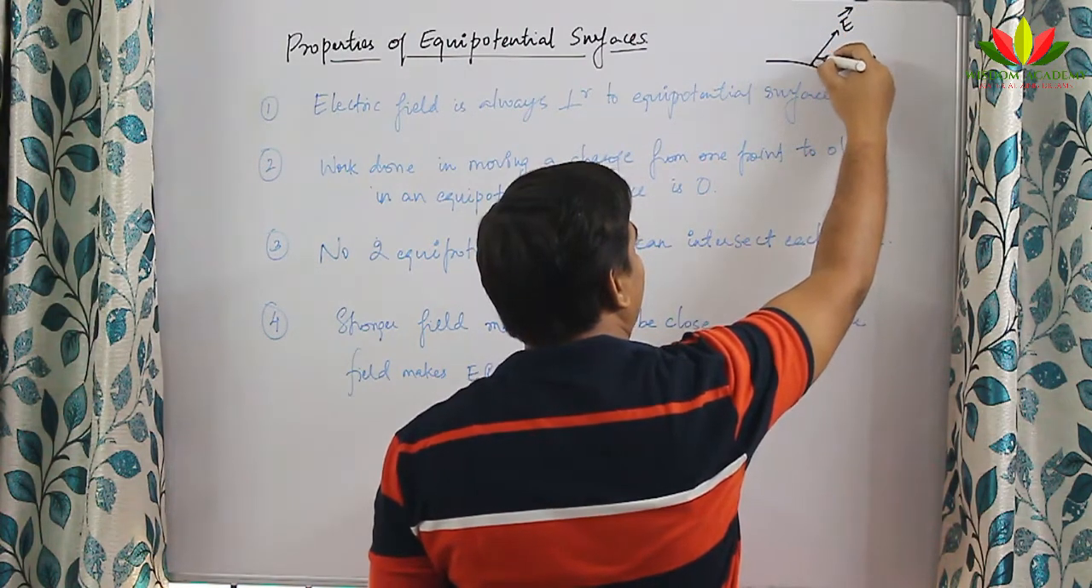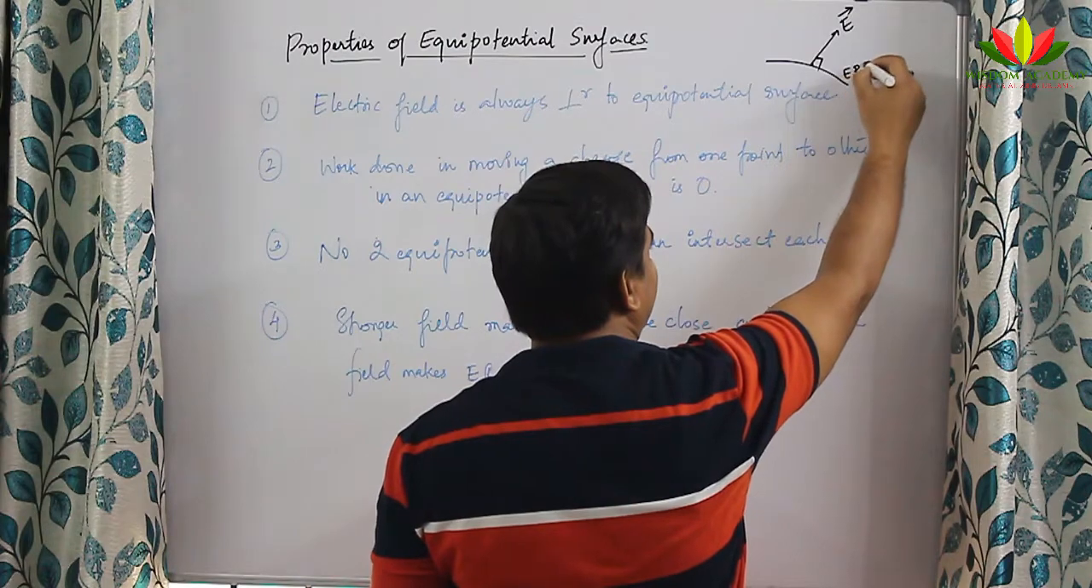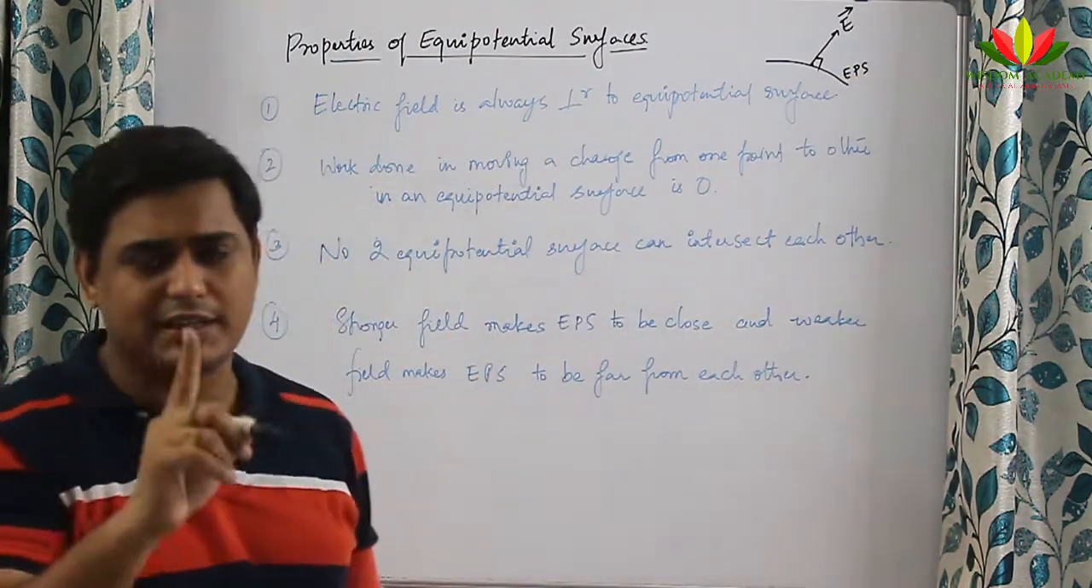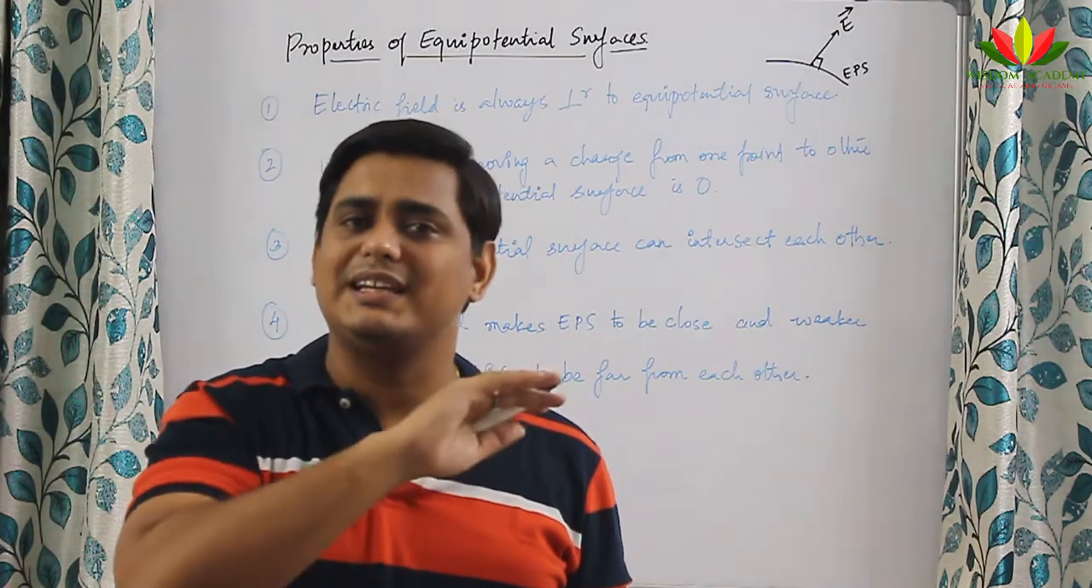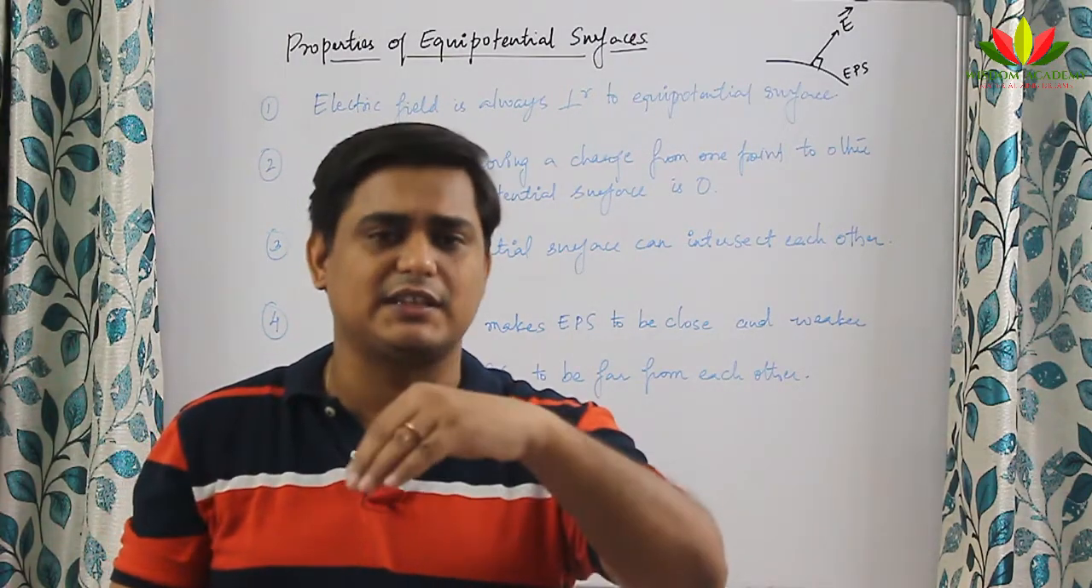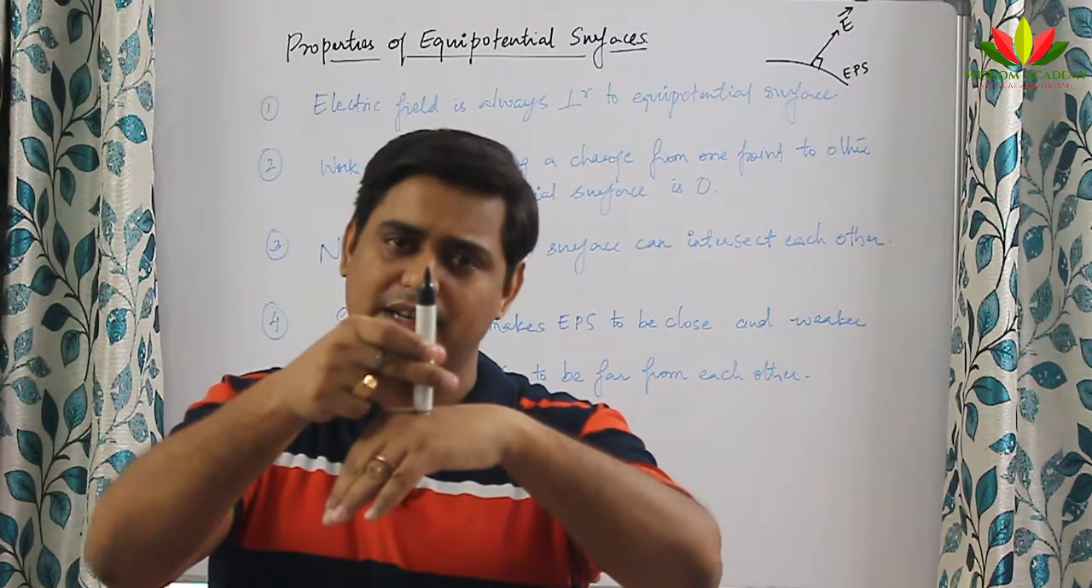That is, it will be perpendicular to the equipotential surface. Always remember that electric field will be perpendicular, will be normal to the equipotential surface. If this is the surface, this will be the value of electric field, right?